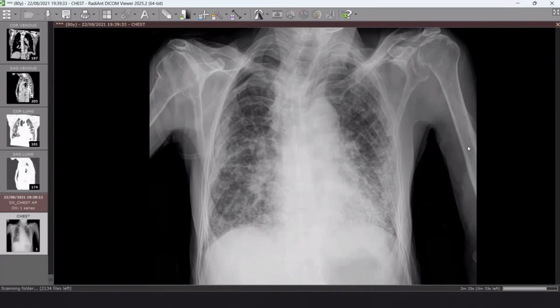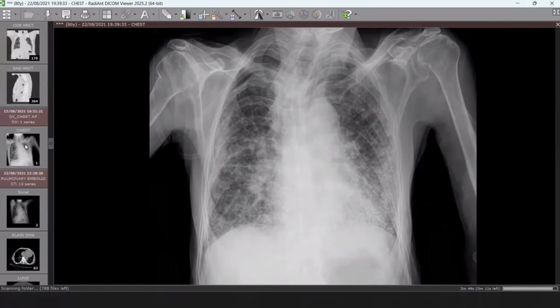Left side? Left side is normal. It's not normal. We have, by the way, pulmonary fibrotic changes. But okay, we don't have anything more in the left side. Do you have something in the right side? The ribs may be abnormal. Ribs, okay. There are fractures.